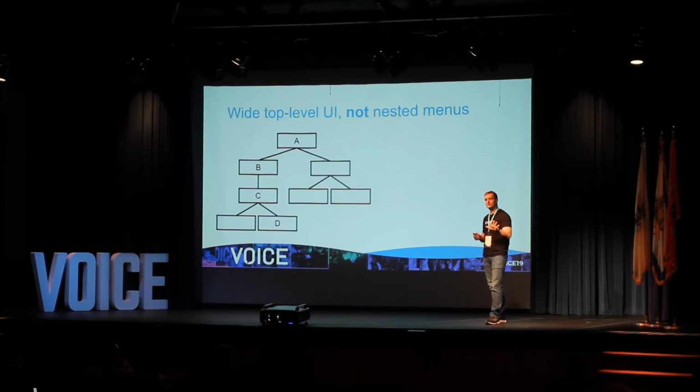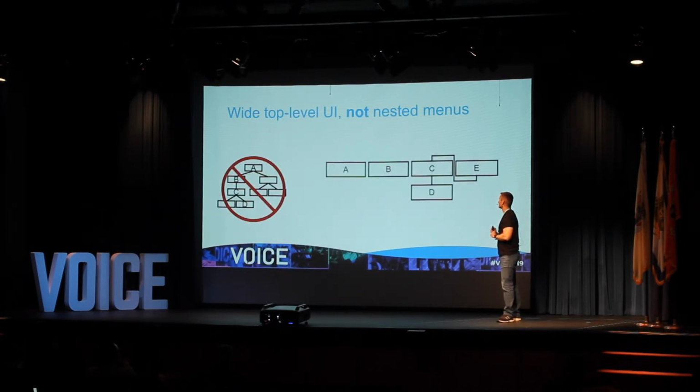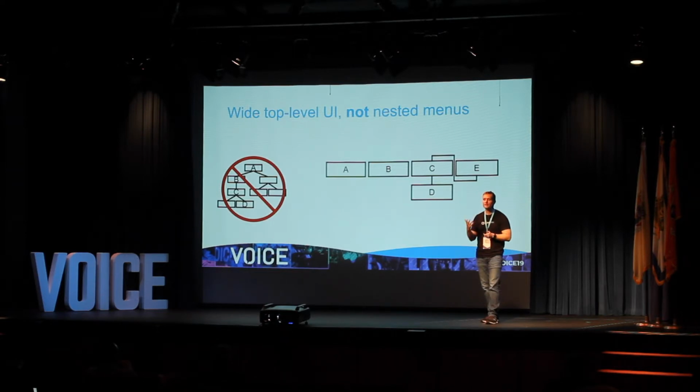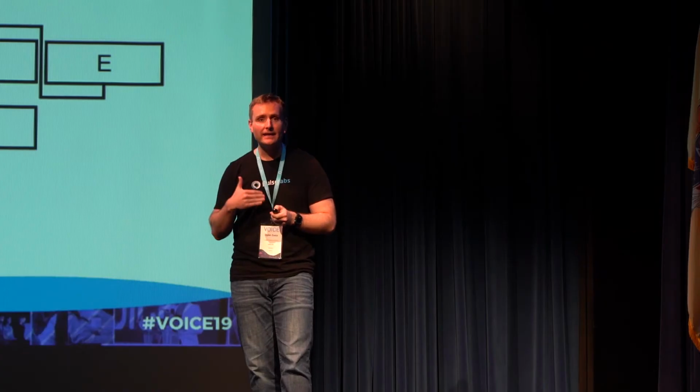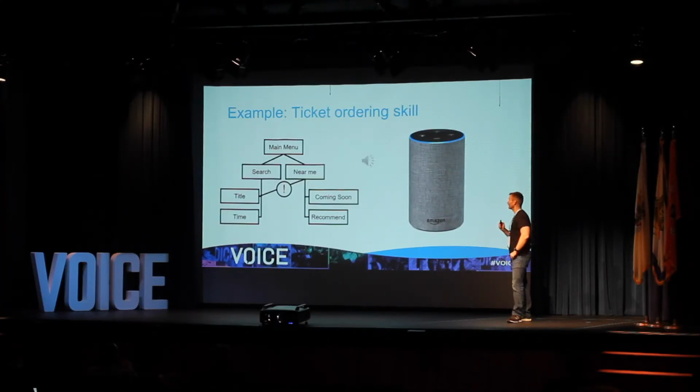However, in voice, those constraints that make a nested menu a good idea in visual design, and those properties that make it easy to use, aren't there. And so with voice, you want to have a wide, top-level UI where you should be available to do essentially anything your user wants to do at any given point in that interaction. One example where this wasn't followed was a ticket ordering skill that we tested, in which we saw the following interaction.